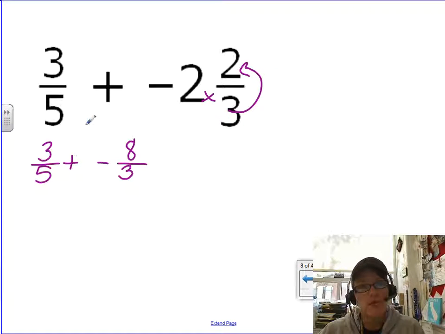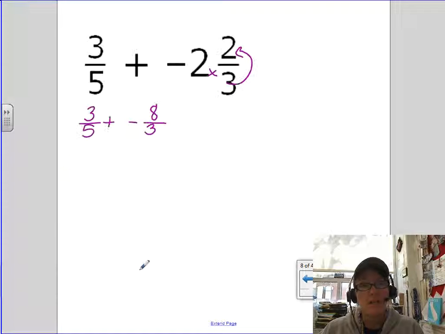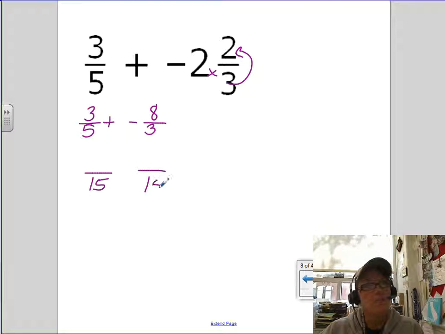It's an adding problem. Don't switch anything, but we do need a common denominator. So fifths and thirds, there's no common factors there. So just take 5 times 3 for 15. That's what we're going to use each time. Let's see, 3/5 becomes the equivalent fraction 9/15.